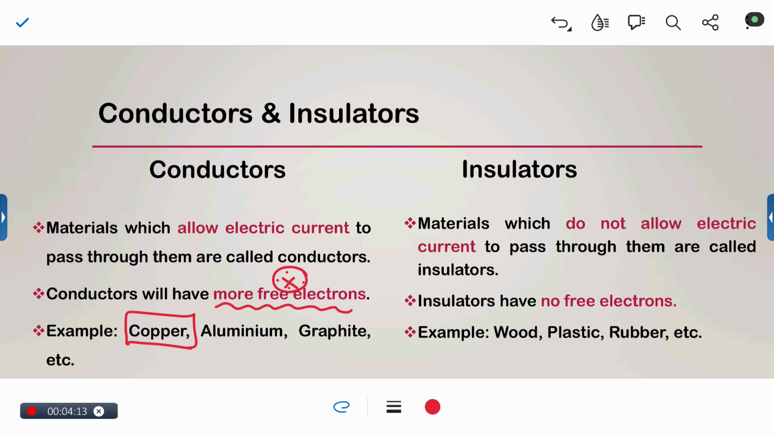So that is the reason conductors allow the electric current to pass through them. One of the important questions: why do conductors allow the electric current and why not the insulators? Conductors have a large number of free electrons whereas insulators do not have any free electrons. So that is the reason insulators do not allow the electric current to pass through them. Examples of insulators are wood, plastic, and rubber.